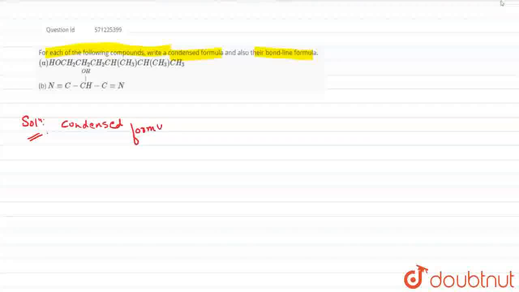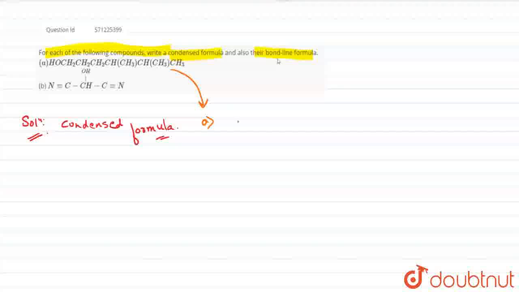Okay, so friends, coming to the solution, basically what is a condensed formula? A condensed formula is a formula where we write similar terms at the same time. Like for example, let us take the first example only. Writing this, we will write the CH2 terms at one time and then CH3 terms at one time.